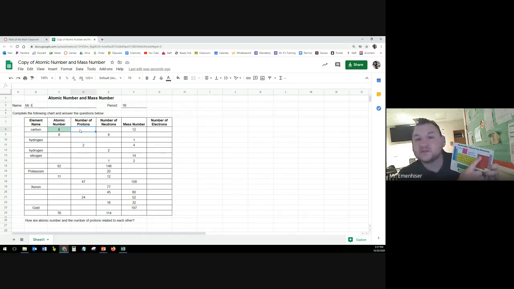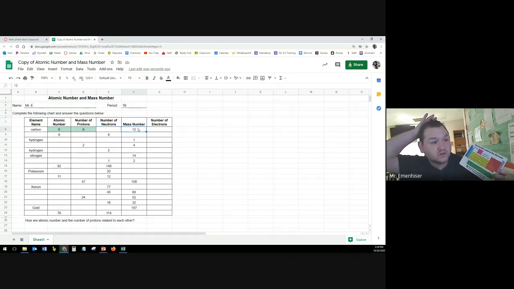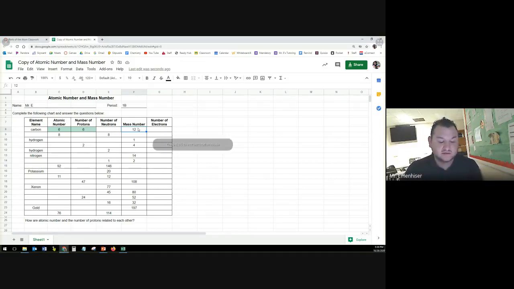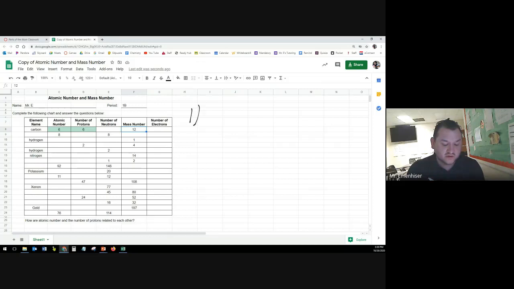Well, its atomic number is 6, and that's equal to the number of protons. So I'm going to put 6. I'm going to hit enter, and it turns green. Number of neutrons. Okay. The mass number is 12. So we need to take 12 minus 6. So remember, the number of neutrons is equal to the mass number minus the atomic number.